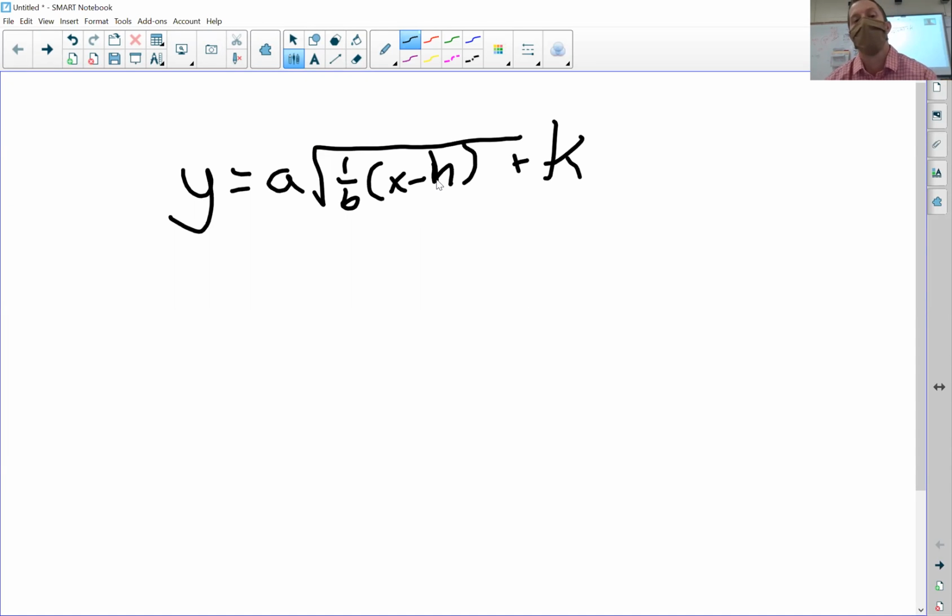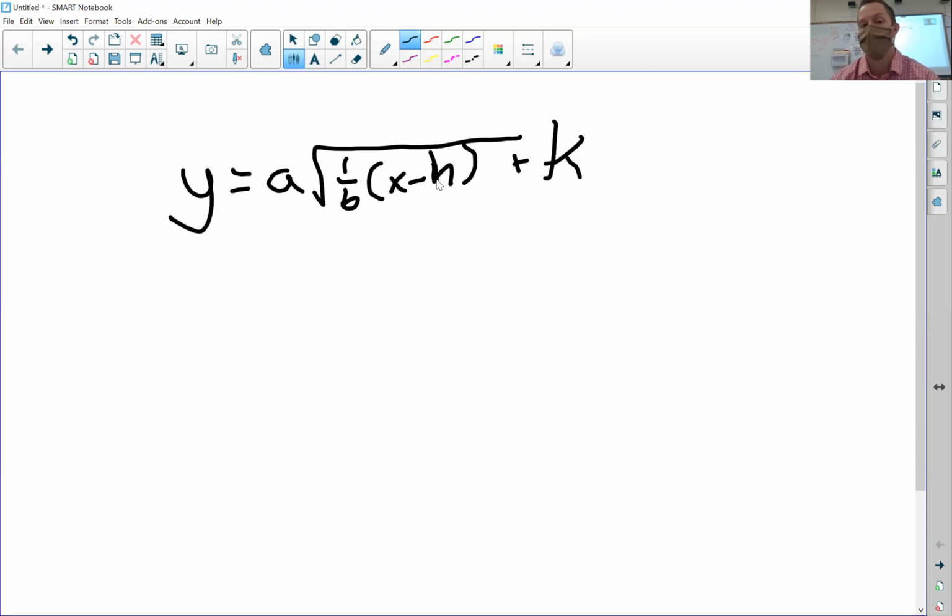Now, each part of this represents something. Transformationally, where is that A? It's out in front, so that's going to mean it is what? Vertical, stretch, or compress. What about that 1 over B? It's inside, so it's going to be a horizontal stretch or compress. Why did they go to the effort to write 1 over B? Why did they not just write B? Because inside is always opposite.